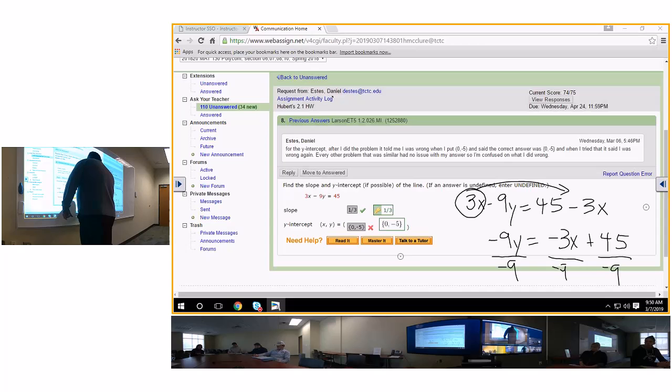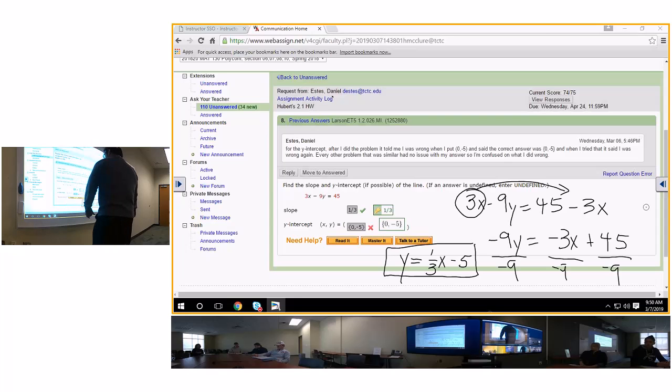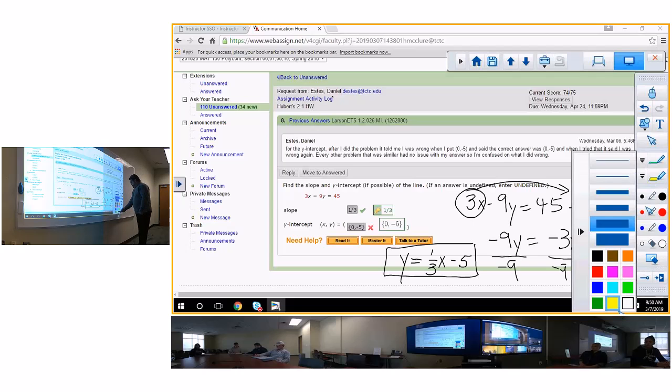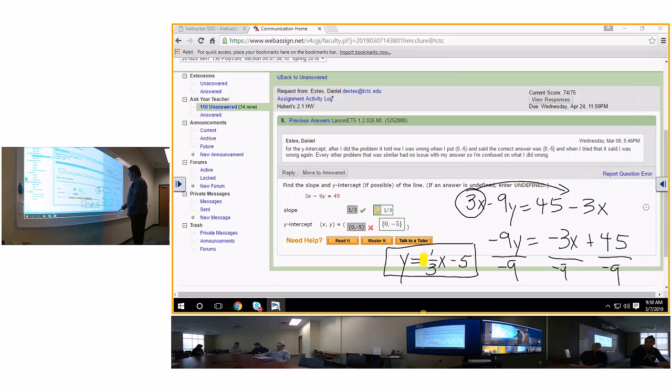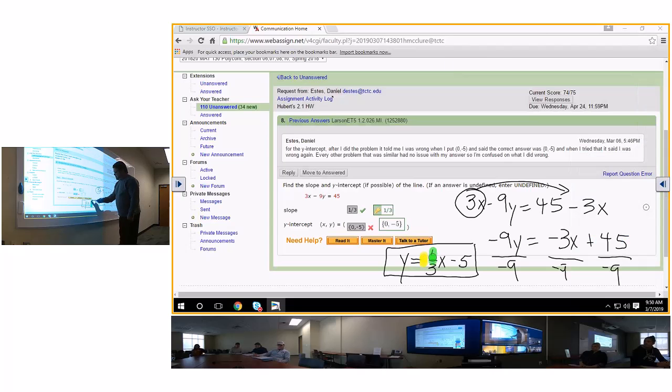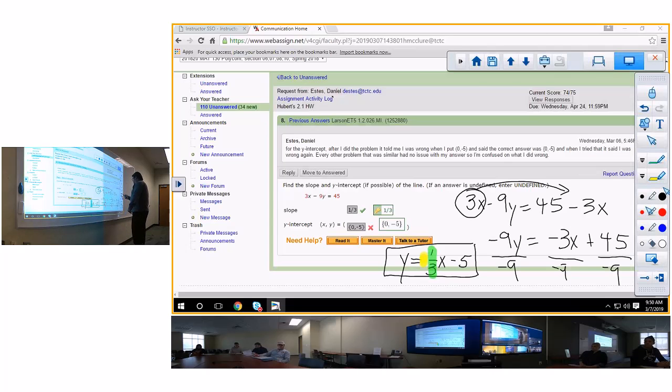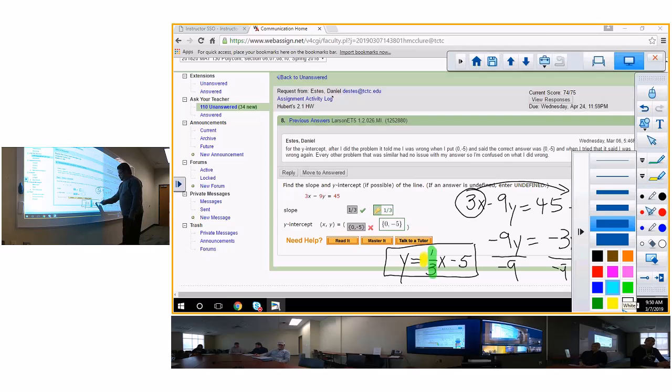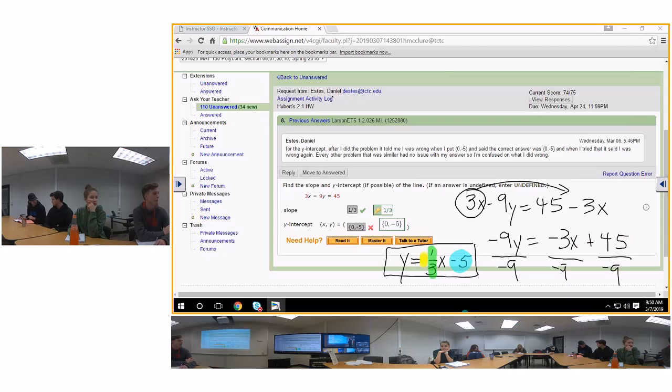And you get y is equal to what? 1/3 x minus what? And the y-intercept should be, let's go ahead and highlight. We're going to highlight the sign of the slope. That's a positive, so that means left to right up. We're going to highlight the vertical over the horizontal, which is your slope. And then we're going to highlight the y-intercept. And that should be your answers.